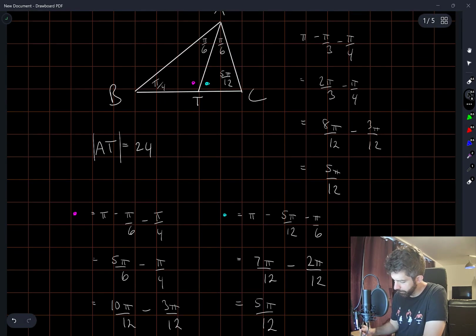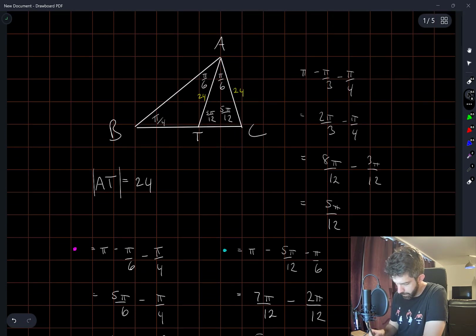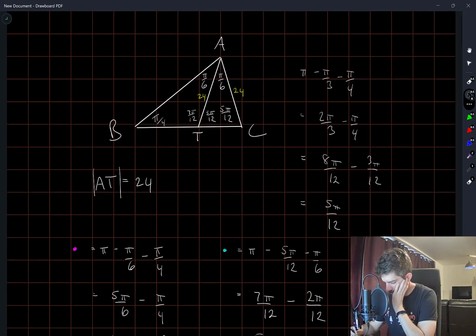Maybe this will help a little bit because this triangle is isosceles. So that means this side length here is 24. I'll write the side lengths in this color. And what is this angle? It is 7 pi over 12. So I should be able to find the height of this triangle somewhat easily.